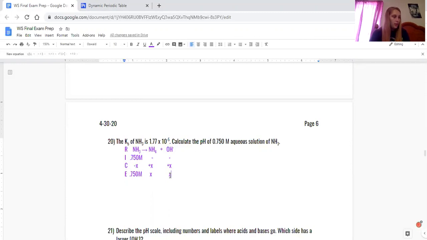We're calculating the pH, so we need to find our pOH value. They gave us the Kb, so let's go ahead and use our Kb equation here. So we're going to have our Kb equal to the concentration of NH4 times the concentration of OH minus, divided by the concentration of NH3.